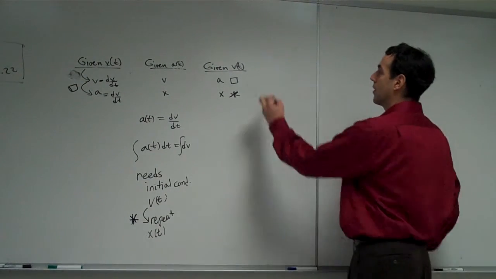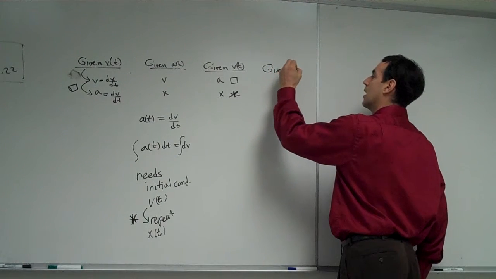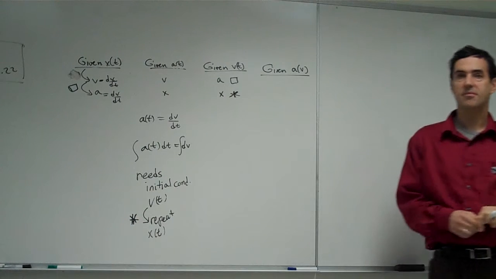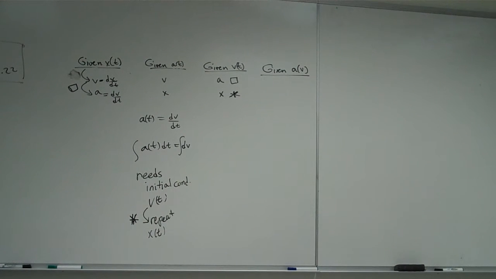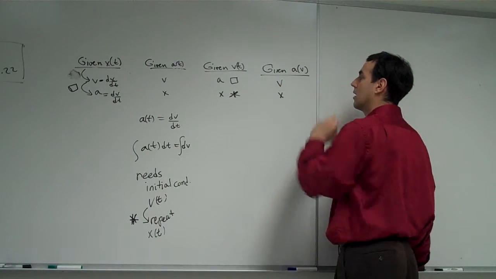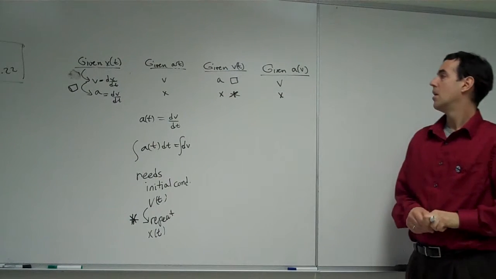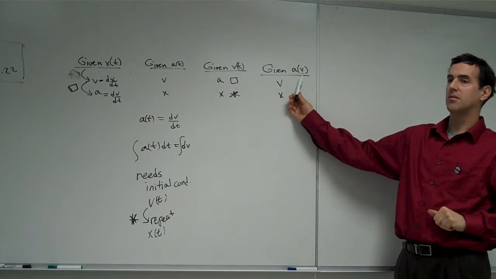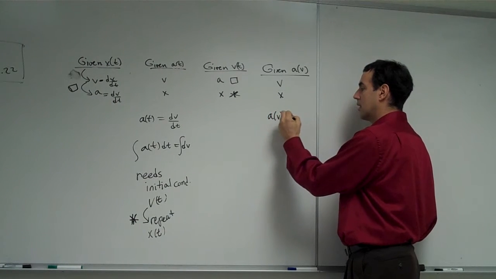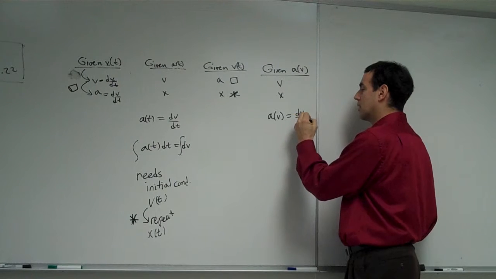What other possibilities are there? Given acceleration as a function of velocity. So instead of being told the acceleration and how it changes with time, I can be told the acceleration and how it changes with velocity. And we're trying to figure out velocity and position. So if I'm given acceleration as a function of velocity, let's see what we might do. We'll of course write acceleration as dv/dt.